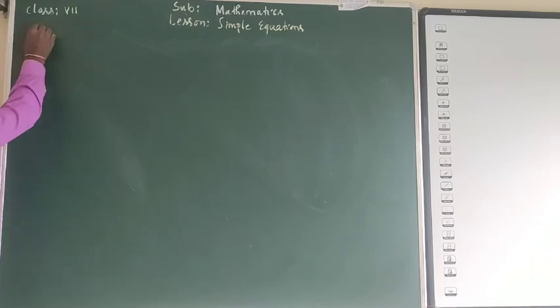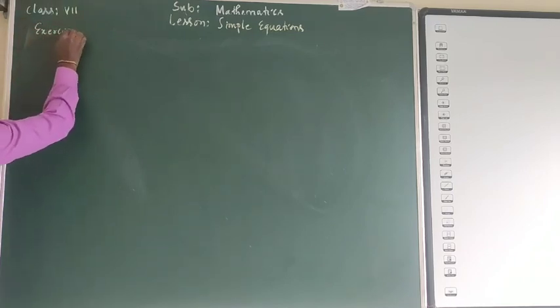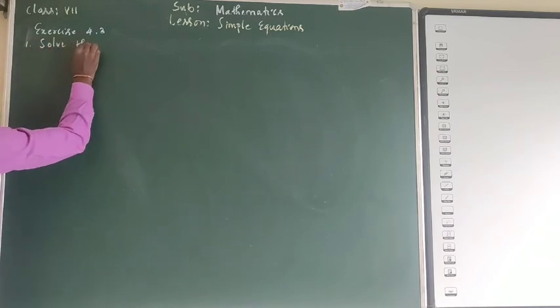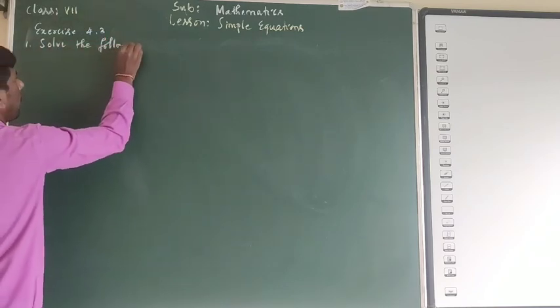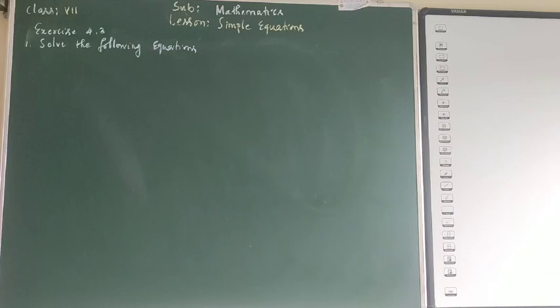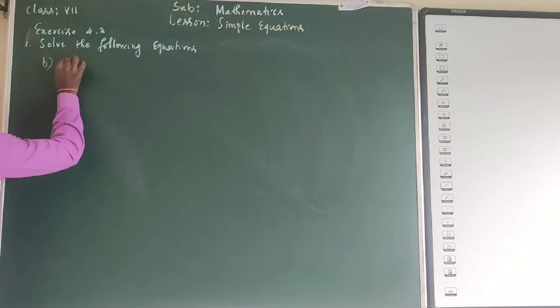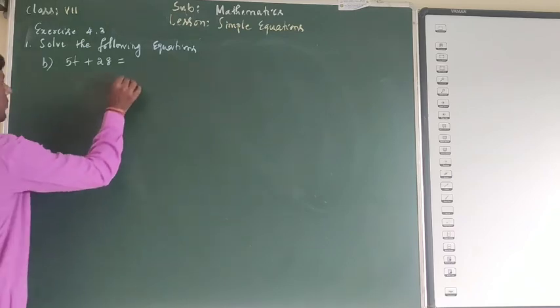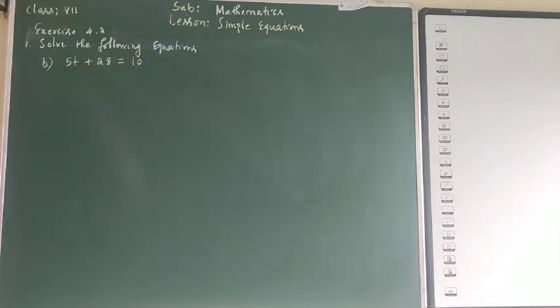So we will solve some exercise. Exercise 4.3. Okay. So solve the following equations. First one. Solve the following equations. I will do b first, and go to a after that. 5t plus 28 is equal to 10.